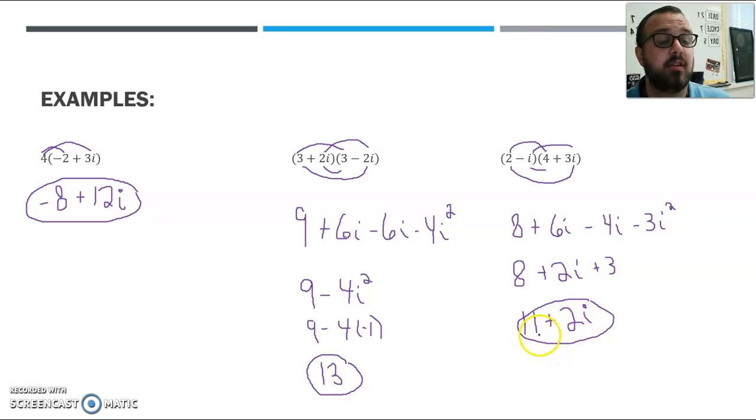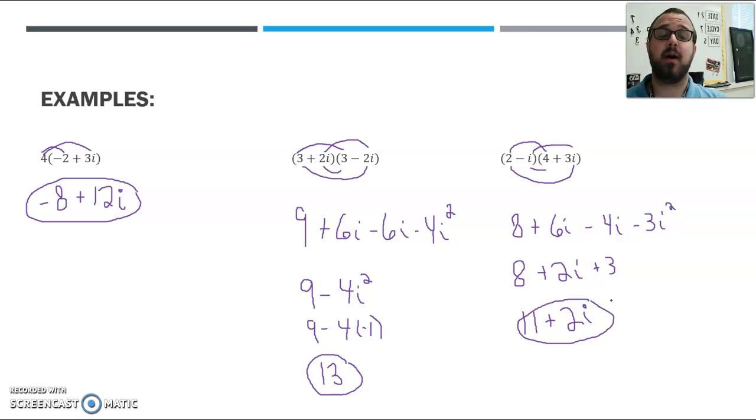I got 11 plus 2i, and here's how I did that. I went ahead and FOILed this out. 2 times 4 was 8, 2 times 3i was 6i, -i times 4 is -4i, and -i times 3i is -3i squared. I then combined like terms, 6i, -4i become 2i. i squared is really -1, so -3 times -1 is a plus 3. Combine those two together, I get 11 plus 2i.